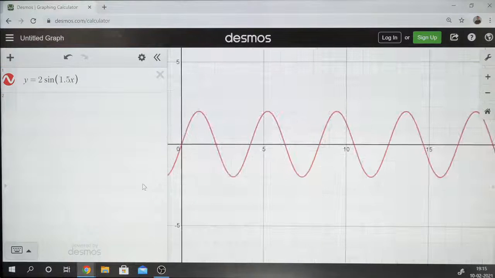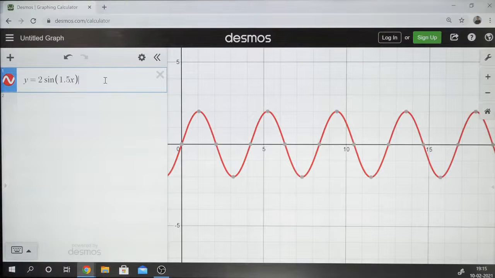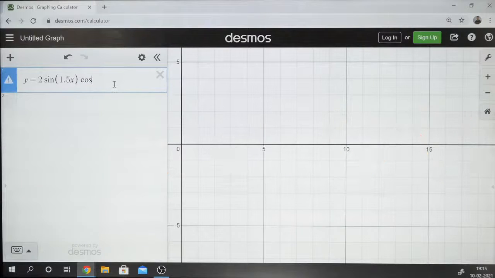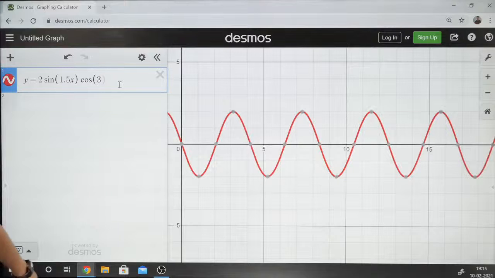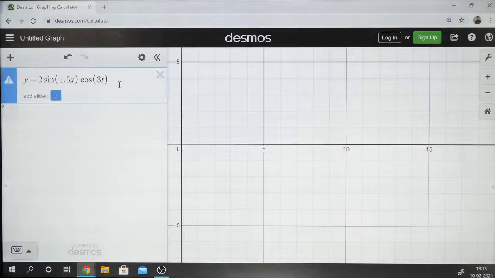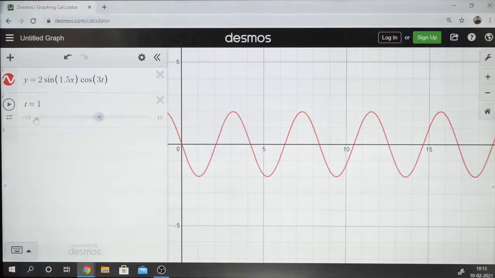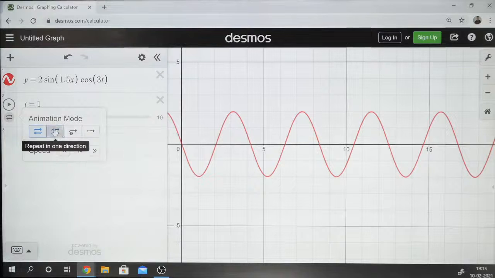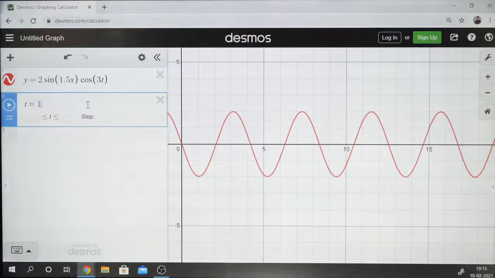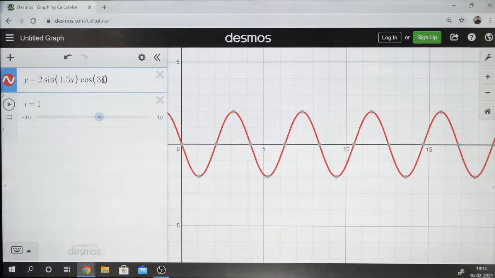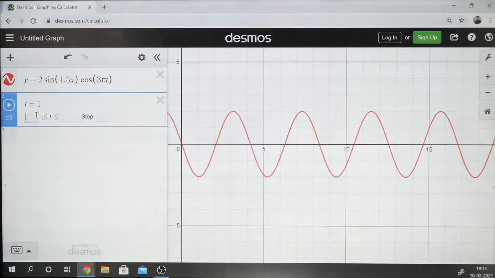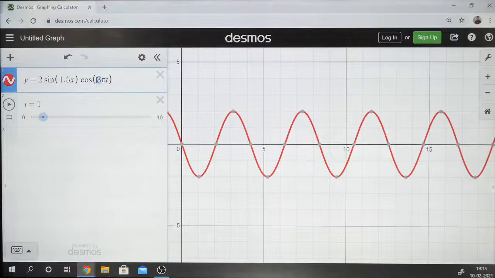This is what we are looking at. Now I'll put another term over here, like cos 3t. That's what we'll see. And let's add a slider out here. Let's say the slider value will go from, maybe I'll put 3 pi over here. That's okay.